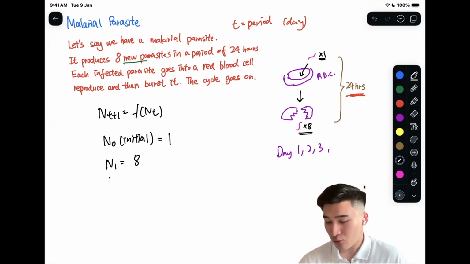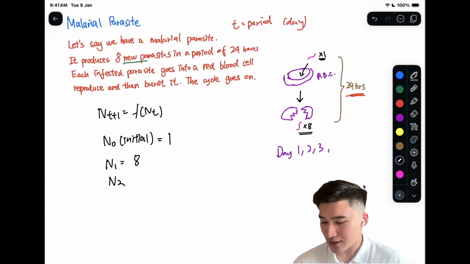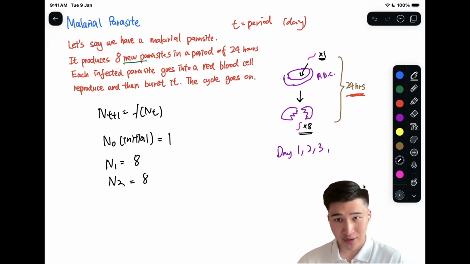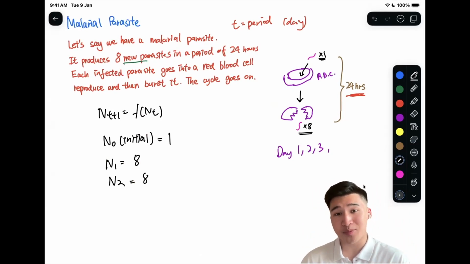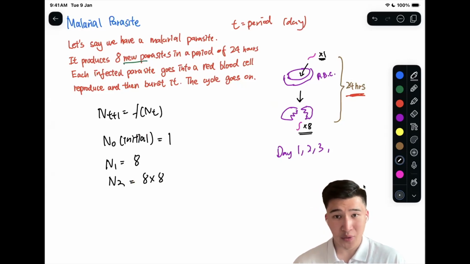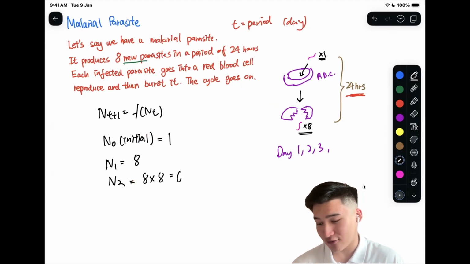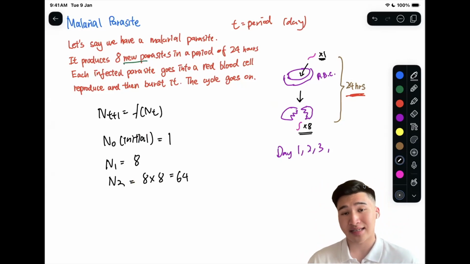So what about the second day? What do you think is going to happen? Well, each of the 8 parasites produces 8 new parasites. So all we have to do is a simple multiplication, 8 times 8, and we get 64. So we know that on day 2, we would have 64 parasites in total.